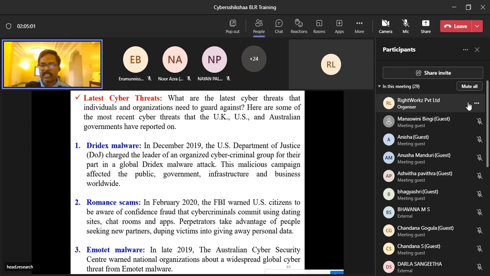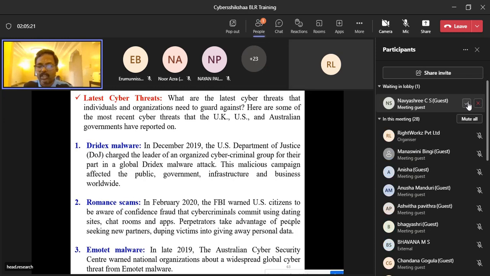Emotet malware happened in the year 2019. The Australian Cyber Security Centre warned national organizations about a widespread global cyber threat. They hacked sensitive information of bank transactions. That type of activity is called Emotet malware.